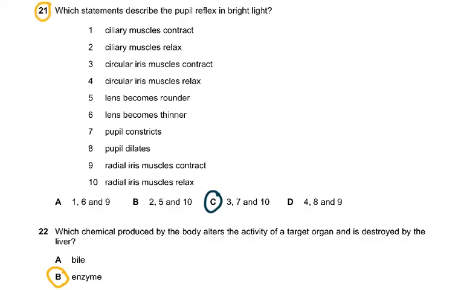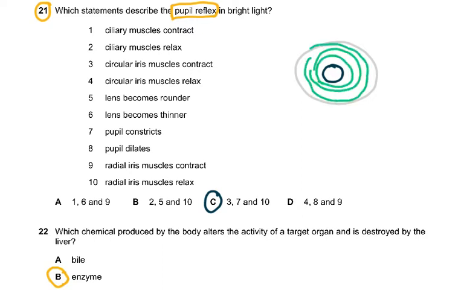Now, which statements describe the pupil reflex? You have to realize what we are talking about, the pupil. The pupil is that part of the eye in the center of the colored part of the eye. Now, what do we have here? You have circular muscles of the iris, and you have radial muscles of the iris, which are radiating out like the spokes of a wheel.